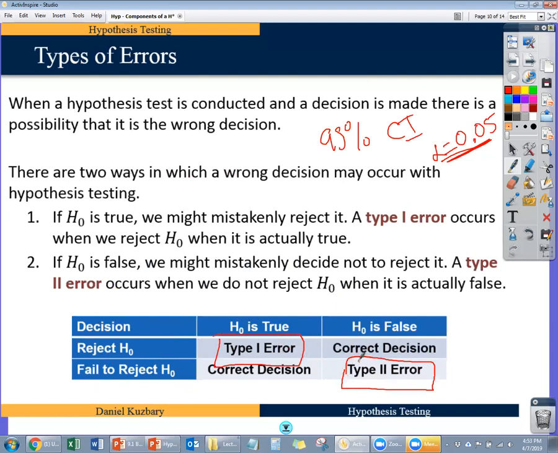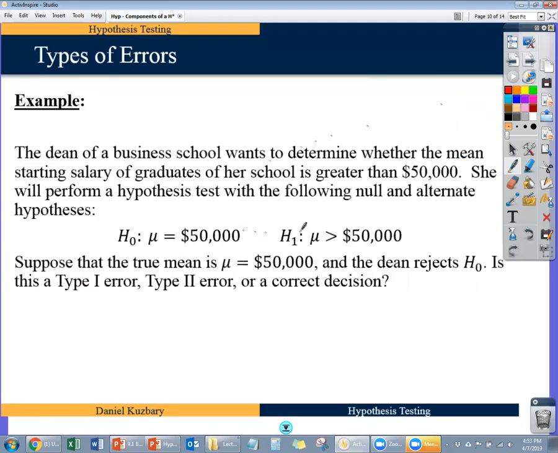It's unfortunate. It's just true. So let's see if we can identify some errors and if we're right or not. So the dean of a business school wants to determine whether the mean starting salary of graduates of her school is greater than $50,000. She'll perform a hypothesis test in which the following null and alternative hypotheses are these two things.